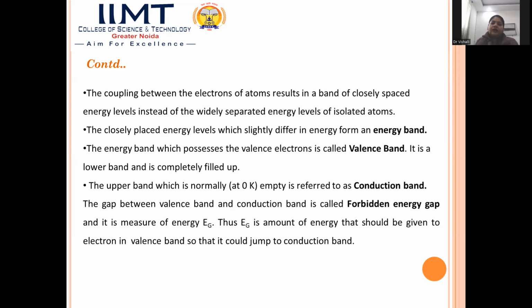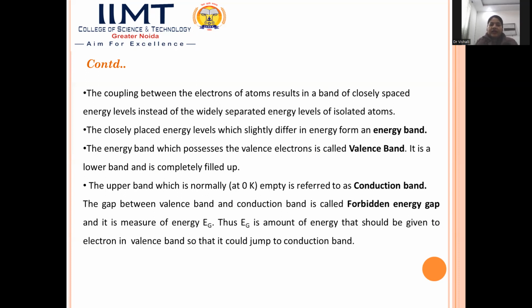Now, valence band. We all know the valence electron. What are valence electrons? The electrons in the outermost shell of the atom. All those valence electrons from a large number of atoms form a band that is called the valence band. So the energy band which possesses the valence electrons is called the valence band. It is comparatively lower than the conduction band, and it is completely filled up.